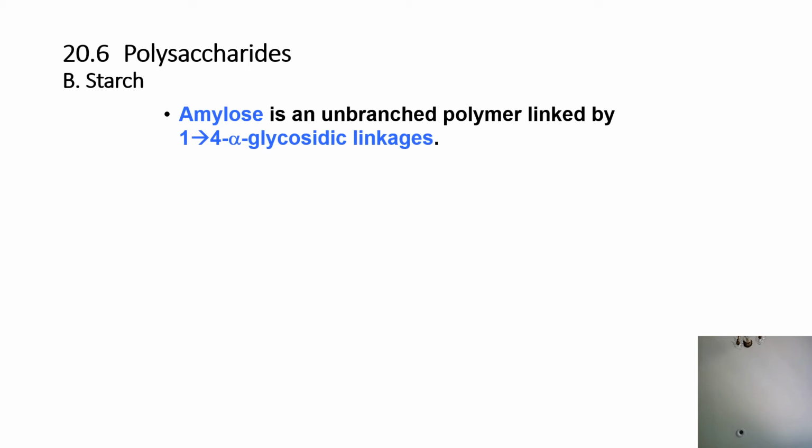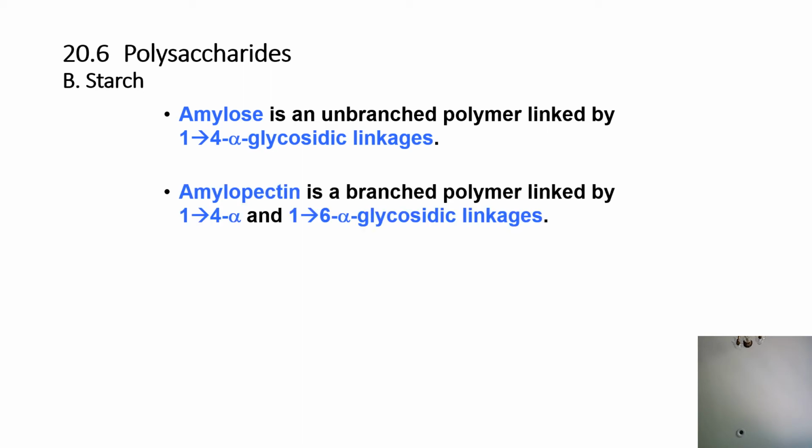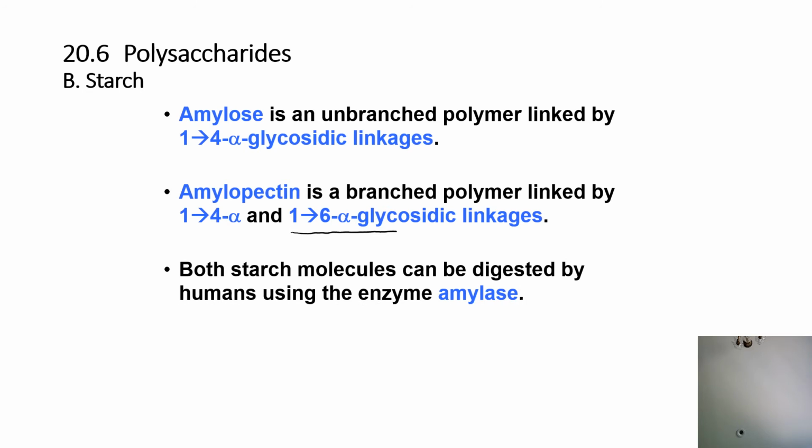Amylose, then, to summarize, is an unbranched or linear polysaccharide that's linked by the alpha 1,4 glycosidic linkages, whereas amylopectin is a branched polysaccharide. The branching linkage is an alpha 1,6 glycosidic linkage. And we'll take a closer look at that, I think, in glycogen. Both of these molecules can be broken down by the enzyme amylase.